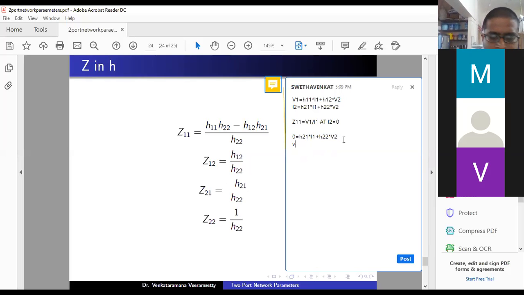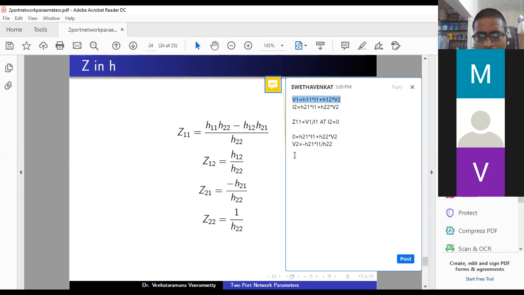From this equation, V2 can be written as V2 equal to minus H21 multiplied with I1 divided by H22. Minus H21 into I1 divided by H22. Now replace this V2 expression in the first equation.